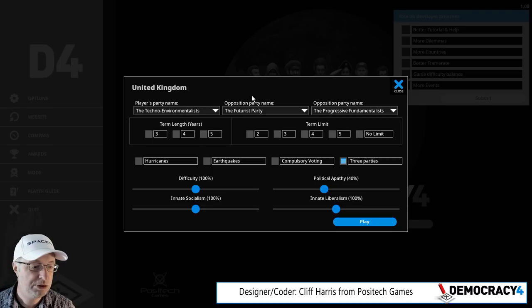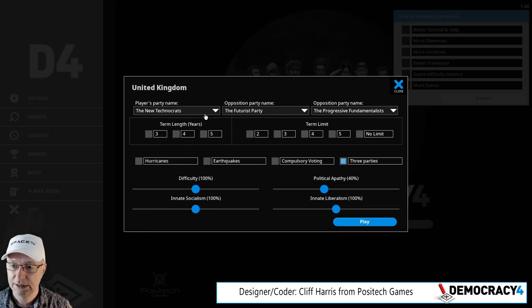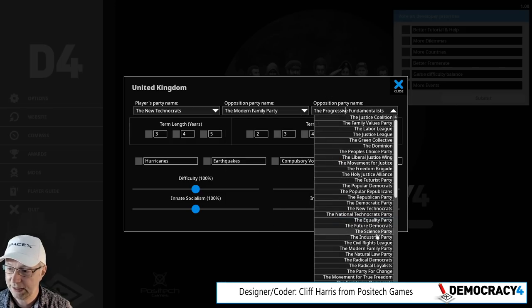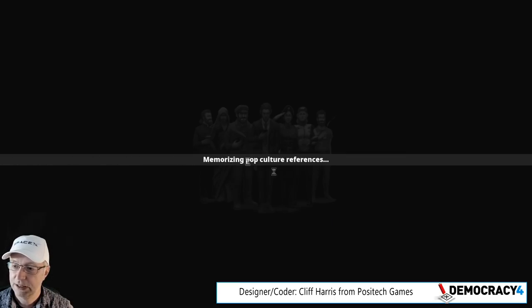We also have this screen where you customize stuff, and the names of the parties are in there now. You can type in whatever you want, or we'll be the new technocrats up against the modern family and the equality party. Who needs equality? It doesn't make any difference. It's just cosmetic, but we can add some more stuff here.